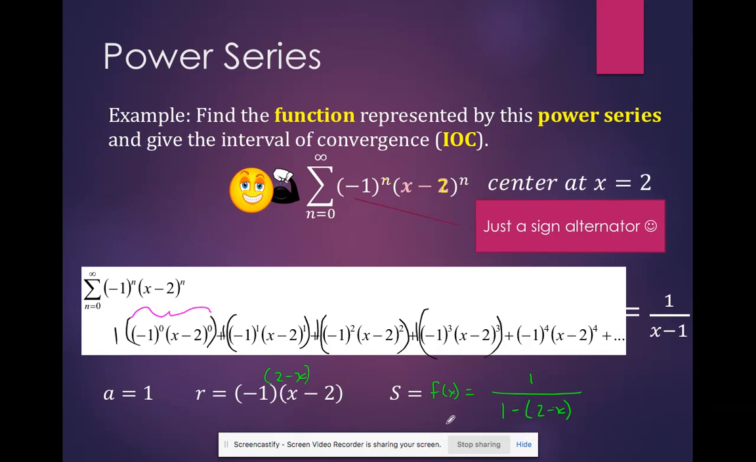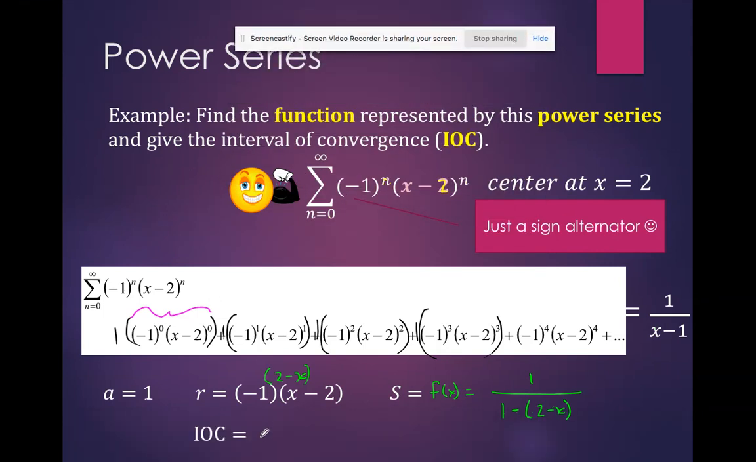That's my function representation. Now, what does that mean given this whole center situation? Well, first let's go after our interval of convergence. What's the interval of convergence? Two minus x has to be between negative 1 and 1. So doing algebra, negative x has to be between, subtract 2, negate, and flip it back around. There's your interval of convergence.